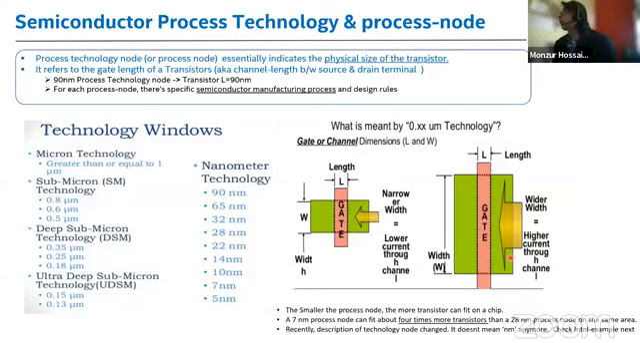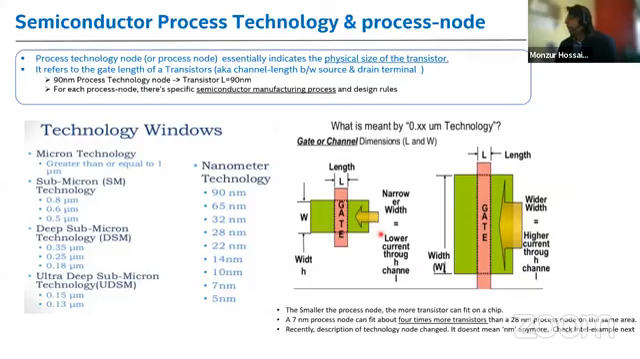This slide talks about process technology. You will hear this term, process technology or process technology node. What does it mean? When we hear a process technology node of 90 nanometer or some other nanometer, this is basically telling the physical size of the transistor, actually the length of the transistor. If you remember, in a previous slide I showed you the length, right? That length of the transistor is indicated by this process technology node.